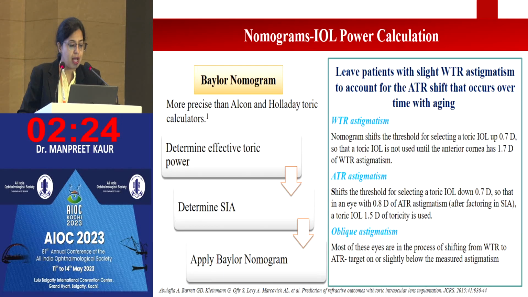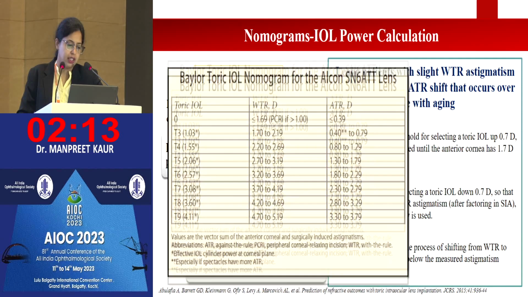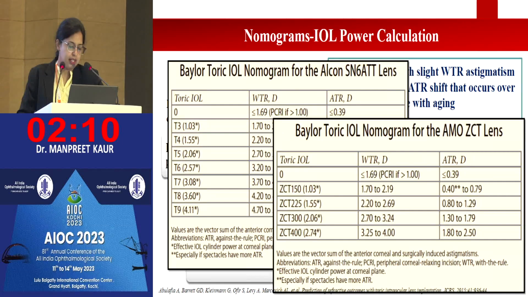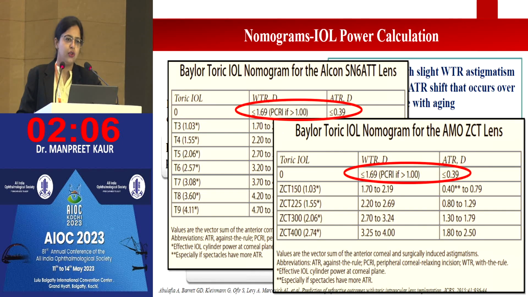The Baylor nomogram is also more precise than previously used online calculators. The rule is to leave patients with slight with-the-rule astigmatism to account for the against-the-rule shift that occurs over time with aging. So this is the nomogram for lenses. If you have with-the-rule astigmatism, your threshold goes higher, up to 1.7; you can do away without implanting a toric IOL. And if against-the-rule astigmatism is present, as soon as you get any toricity, 0.4 to 0.79, they recommend that you can go ahead with a toric. The results would be more precise.